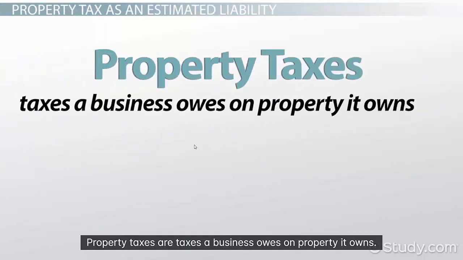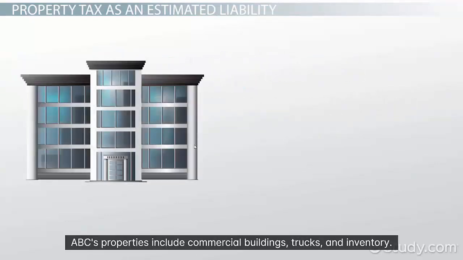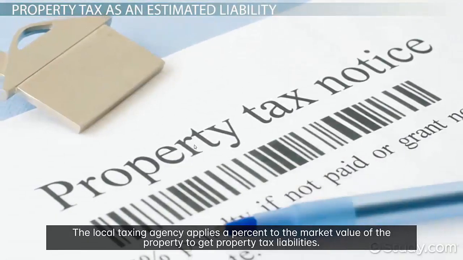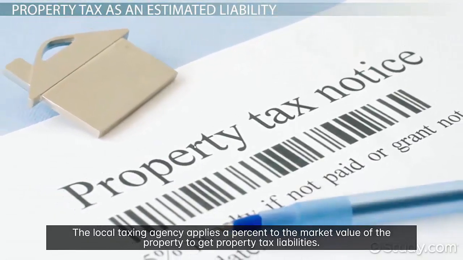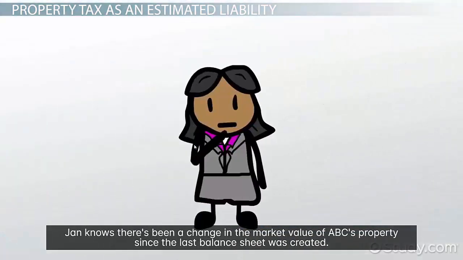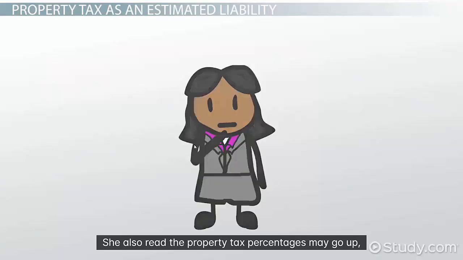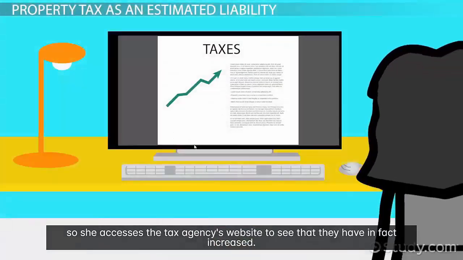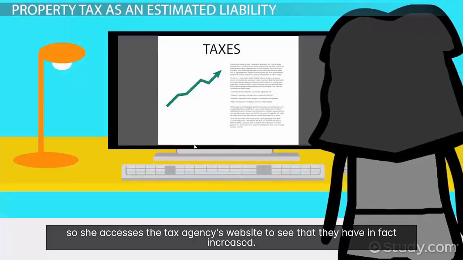Property taxes are taxes a business owes on property it owns. ABC's properties include commercial buildings, trucks, and inventory. The local taxing agency applies a percent to the market value of the property to get property tax liabilities. Jan knows there's been a change in the market value of ABC's property since the last balance sheet was created. She also read the property tax percentages may go up, so she accesses the tax agency's website to see that they have in fact increased.